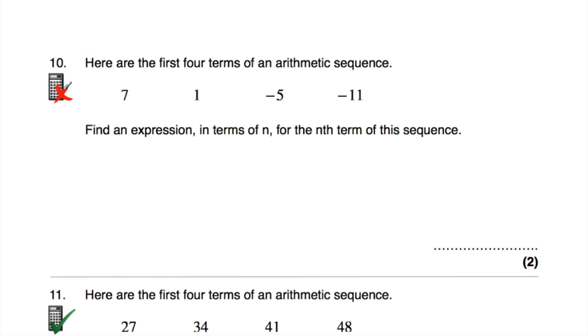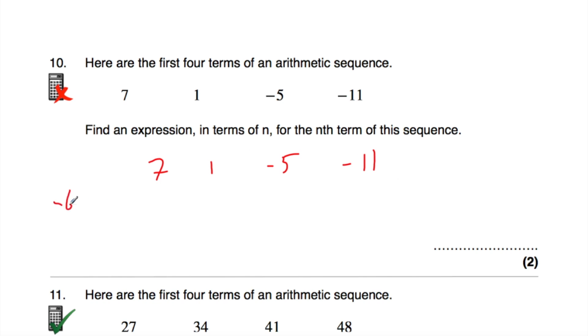Okay, let's have a look at our next question, question number 10. We've got another sequence, 7, 1, negative 5, and negative 11. And we've been asked to find the nth term for that sequence. Now this time it's getting smaller. So that means that rather than being something such as 6n or 10n and so on, it's going to be minus 4n or minus 7n because it's getting smaller each time. So to get from 7 to 1, we take away 6. To get from 1 to negative 5, we take away 6, and so on.